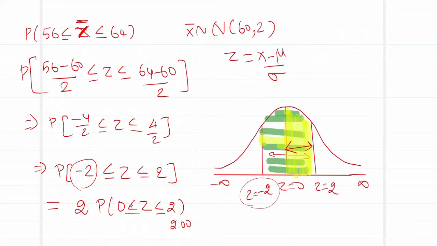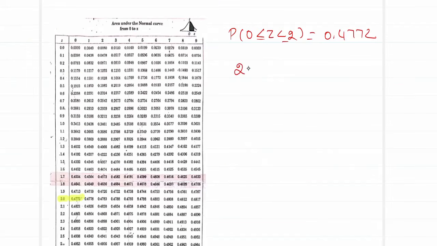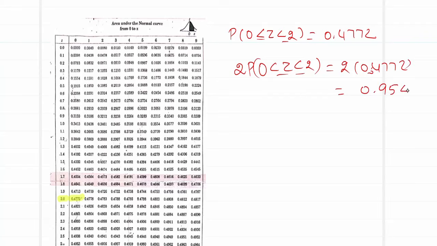But what is our requirement? Our requirement is 2 times the quantity. Therefore, 2 times probability of 0 less than z less than 2 will now be equal to 2 times 0.4772. So multiply with your calculator, get the answer to be 0.9544. So this will complete the problem on the deviation from your 60 by not more than 4. Thank you.